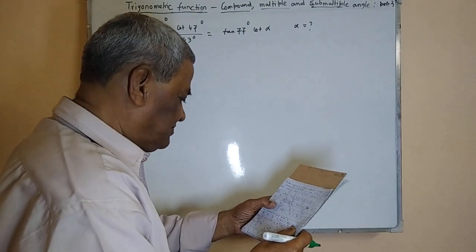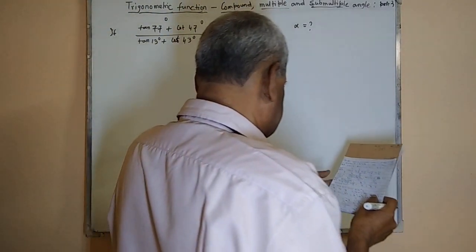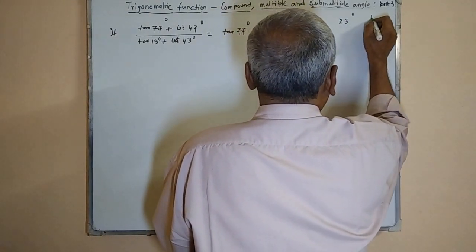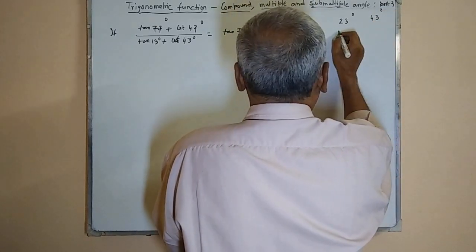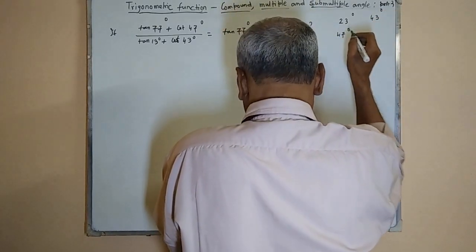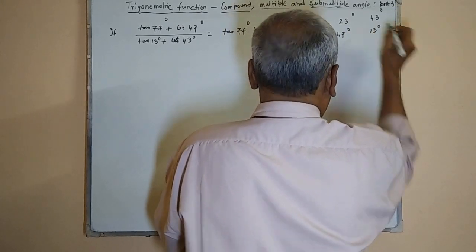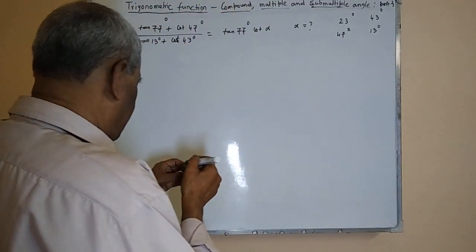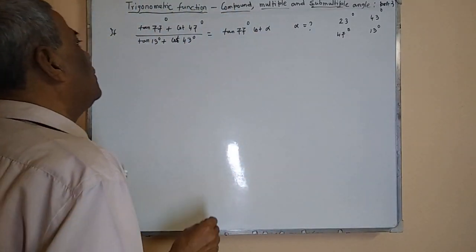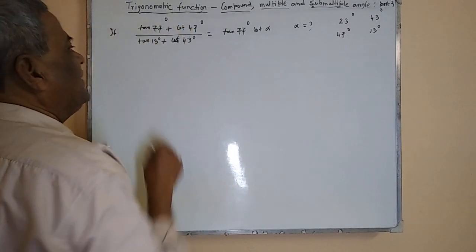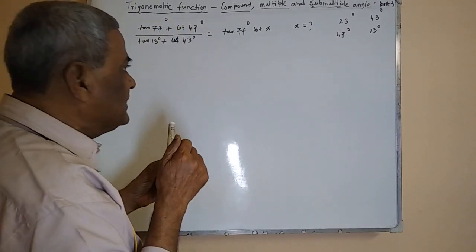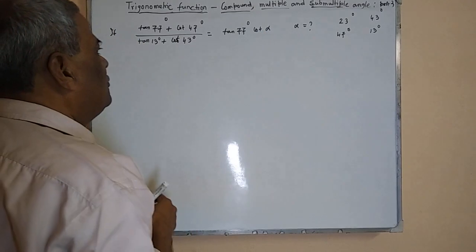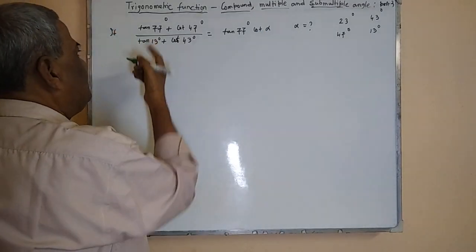Options are 23 degree, 43 degree, 47 degree and 13 degree. So actually we have to write the left hand side as tan of 77 degree into cot of something, and that something will be alpha. For that purpose we start from the left hand side.